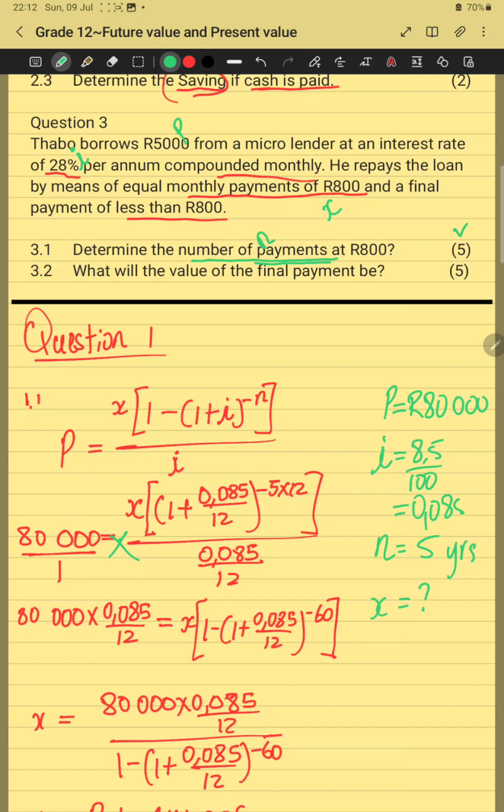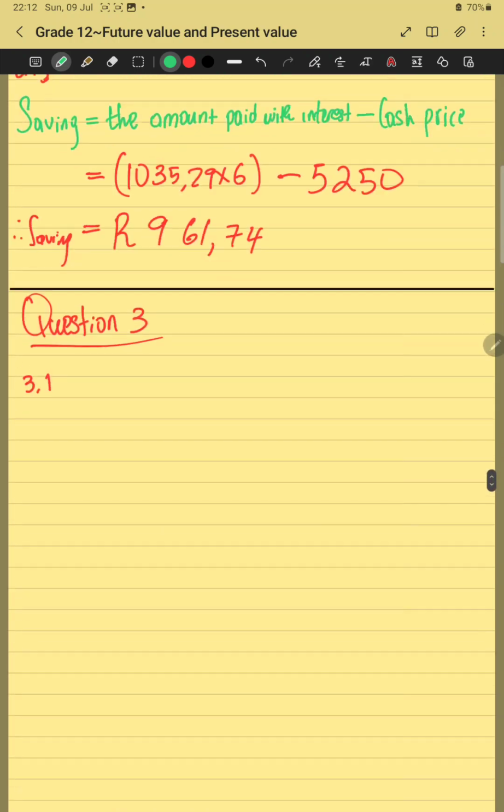All right, so let's just write down the formula. Let me just first write the information here that we have. So he borrowed an amount of 5,000. The interest rate is 28, we divide it by 100, we get 0.28. And then what else do we know? Oh, that is X. It is 800. He's paying this amount each and every month.